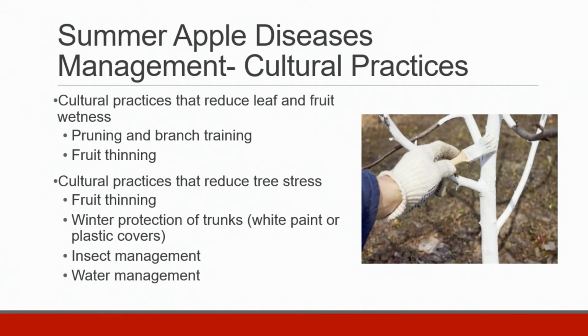There are several cultural practices that can be implemented to minimize conditions that favor fungal fruit infections. Annual pruning of the tree and/or lateral training of the limbs for trellis trees will increase the air flow through the canopy and orchard, allowing the leaves and fruit to dry quickly. Thinning fruit in the early summer will reduce stress on the tree and will also increase air flow through the canopy. Cultural practices that reduce tree stress are also important, as stressed trees are more prone to fungal infections.